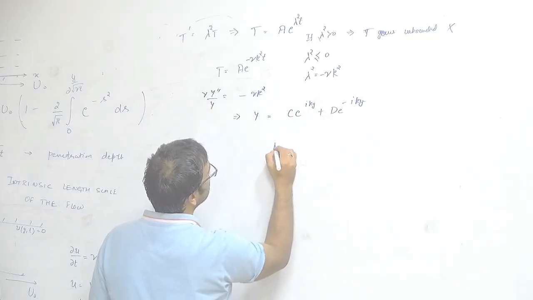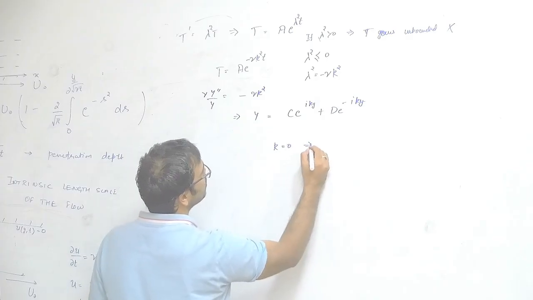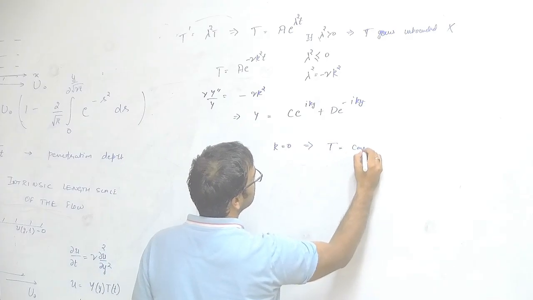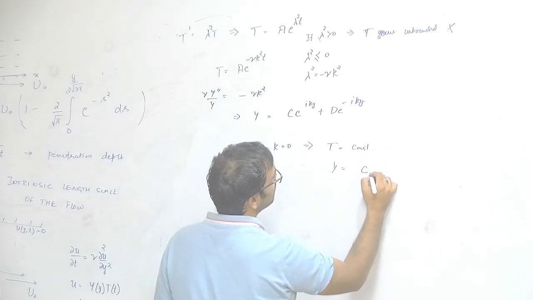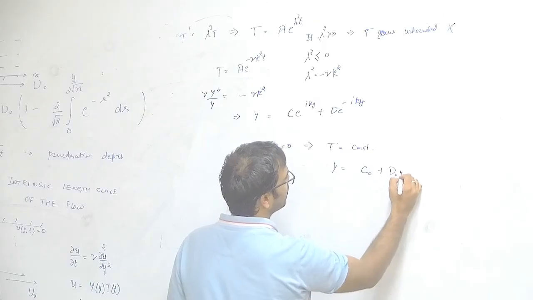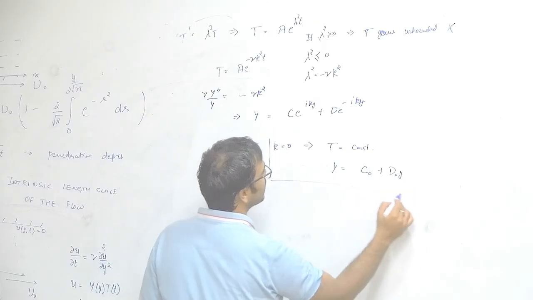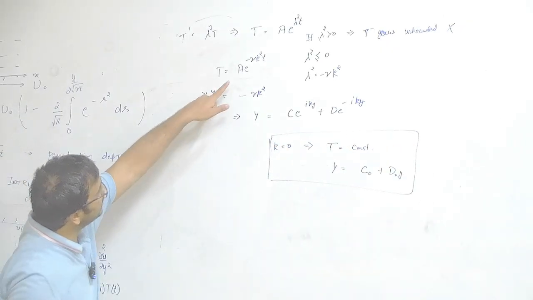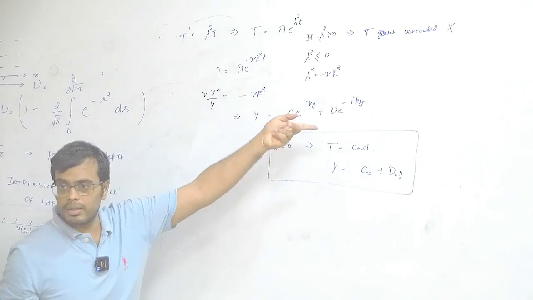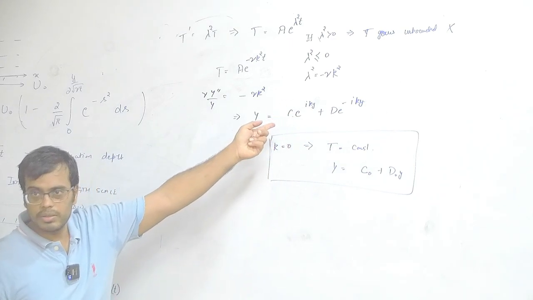It's different when k equals 0. When k equals 0, your t equals a constant and your y is actually some c naught plus d naught y. This k equal to 0 case is important, because if you put k equal to 0 here, you will get a constant. That is not the case.